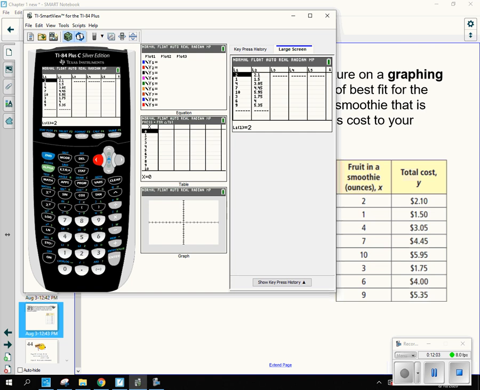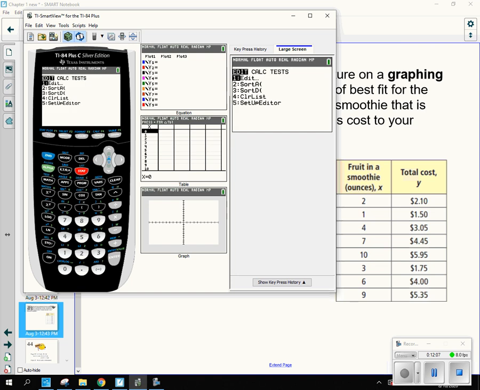Now we want the calculator to actually come up with the line of best fit for us. So we're going to hit Stat, and instead of Edit, we're now going to go Calculate. One of them is called Linear Regression, number 4, L-I-N-R-E-G, number 4. So number 4, whoops, I went too far, linear regression. So I'm going to hit enter.